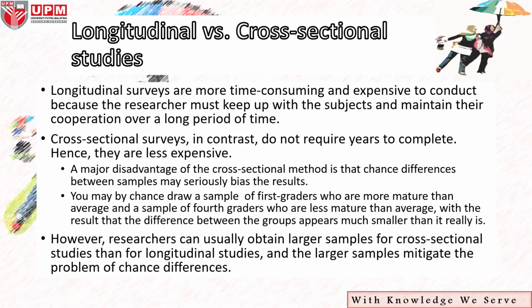Okay, then you may by chance draw a sample of first graders who are more mature than average and a sample of fourth graders who are less mature than average, with the result that the difference between the groups appears much smaller than it really is. Inilah dia punya possibility. Okay. Then, however, researcher can usually obtain larger sample for cross-sectional studies than for longitudinal studies, and the larger samples mitigate the problem of chance differences. So this is how we can cover the weaknesses of cross-sectional study, in which we try to increase the number of sample in our study. Okay.